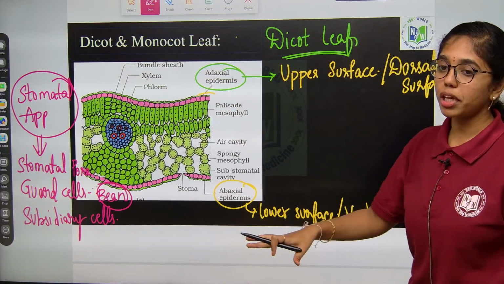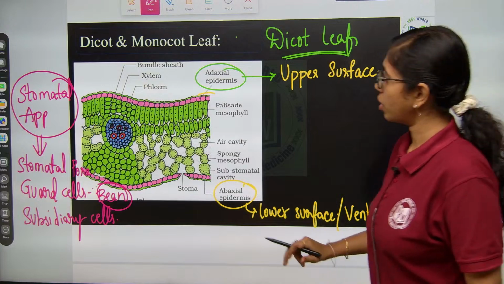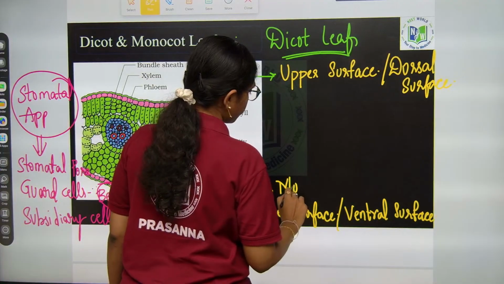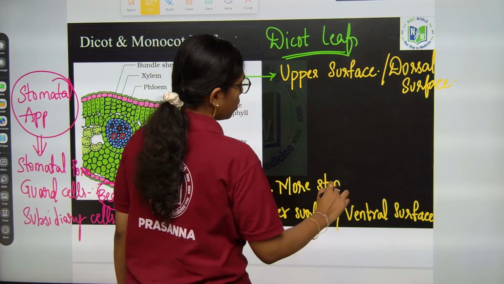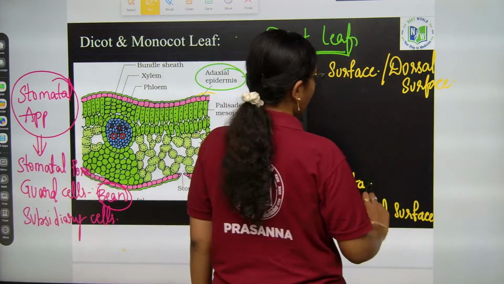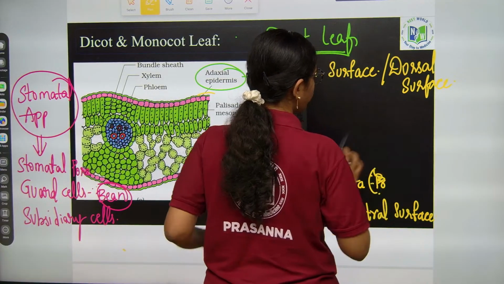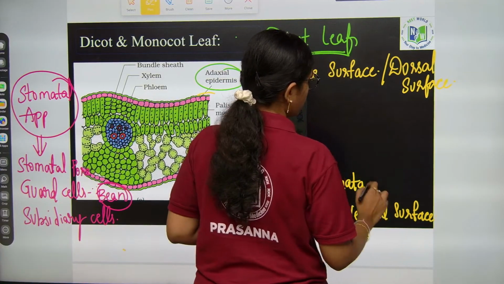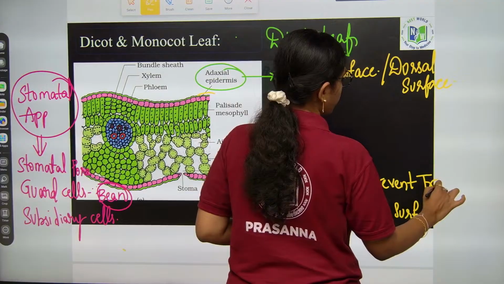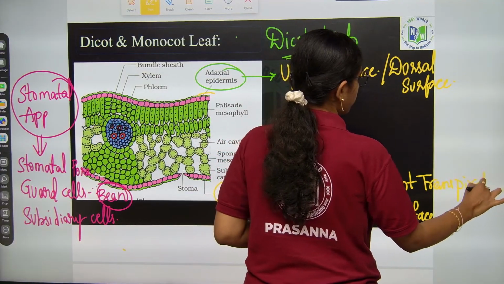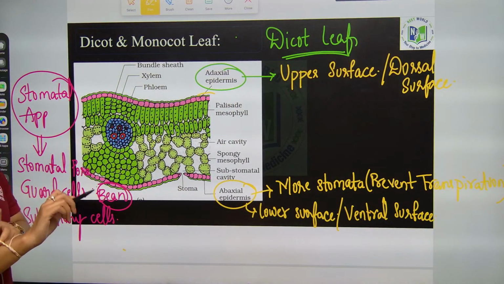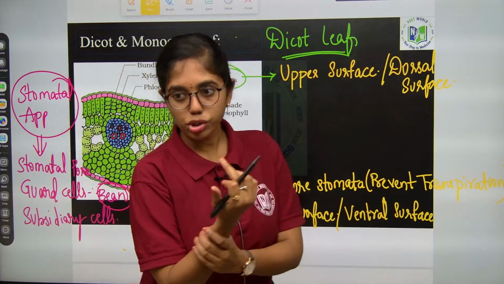So, this stomatal distribution is more towards the abaxial epidermis and less in the adaxial epidermis. This is an adaptation to prevent the process of transpiration. Okay. So, more stomata can be seen in the abaxial epidermis. This is an adaptation to prevent transpiration. Fine, right?